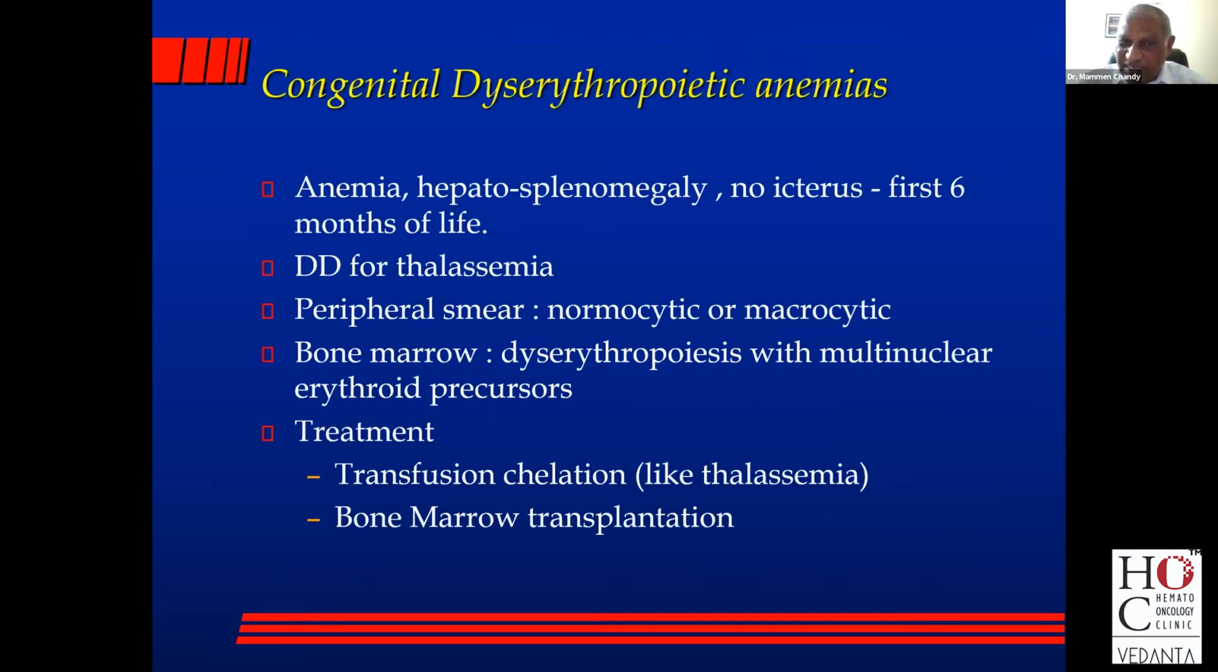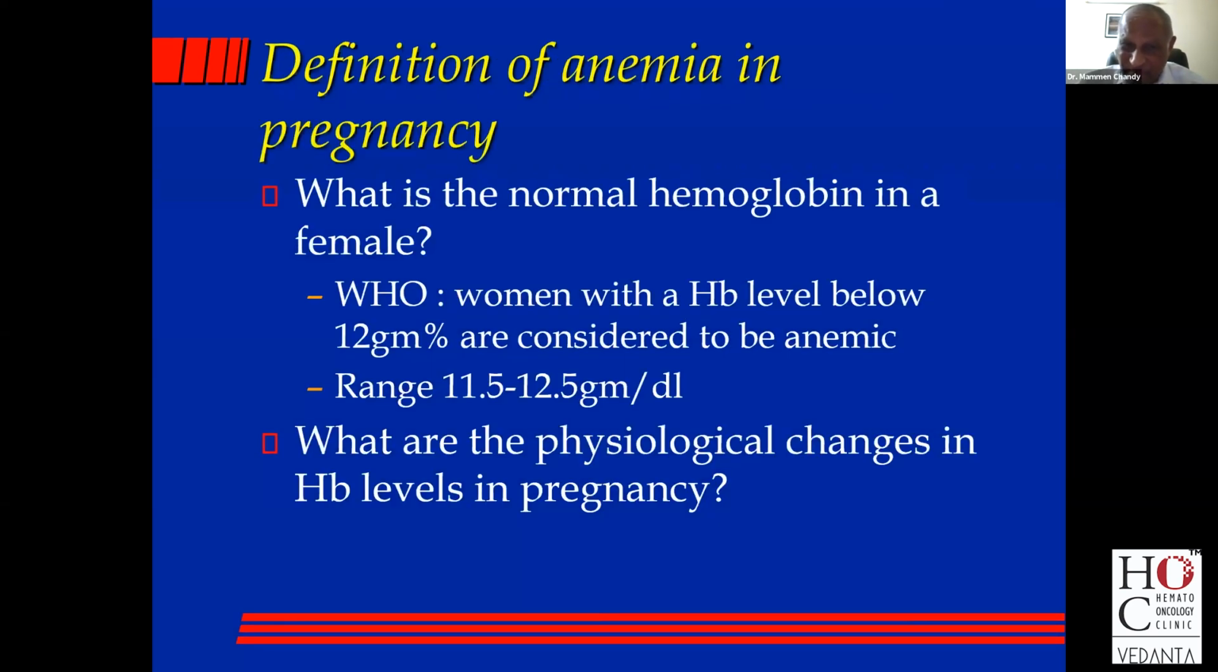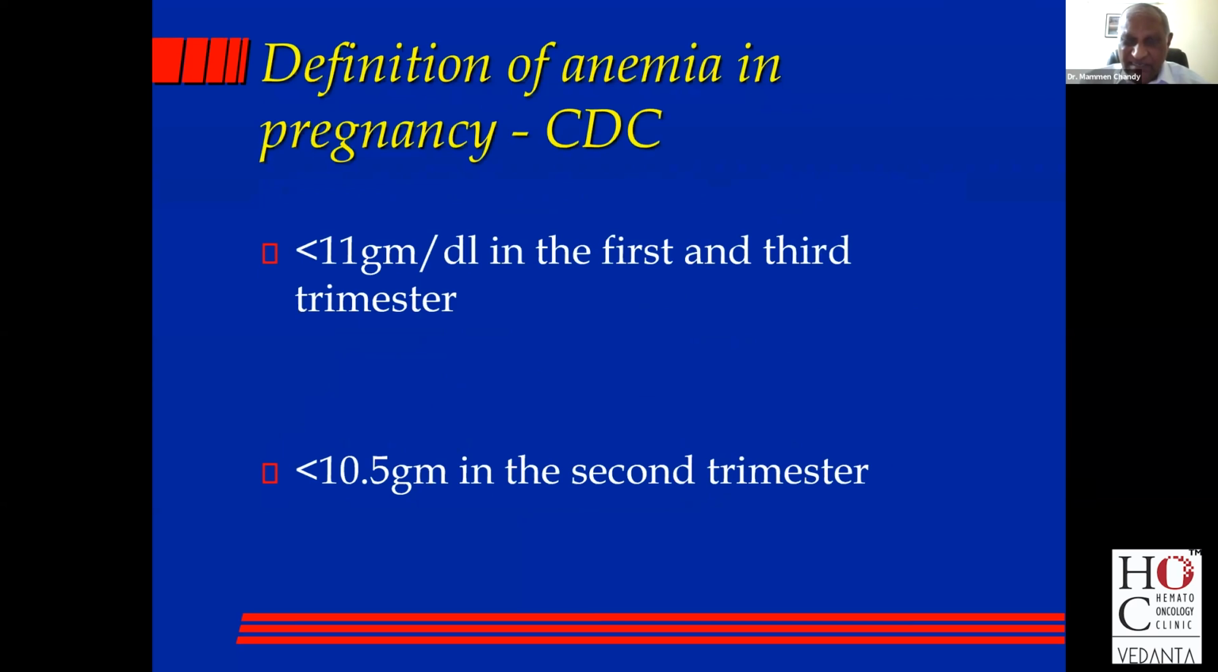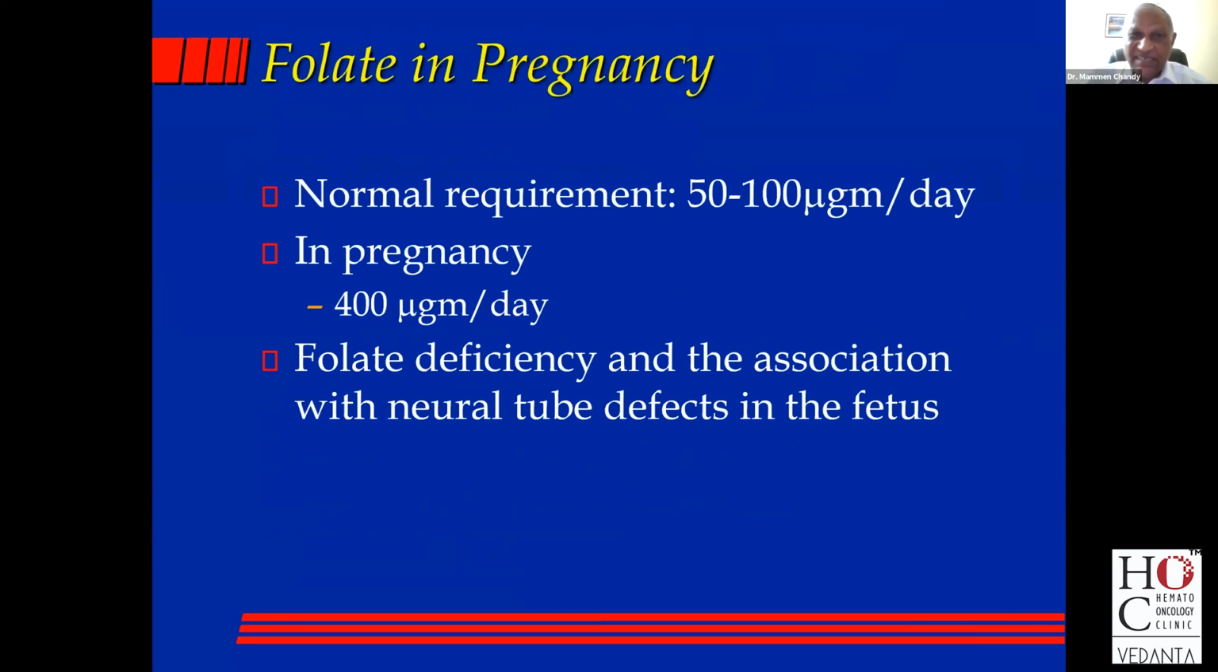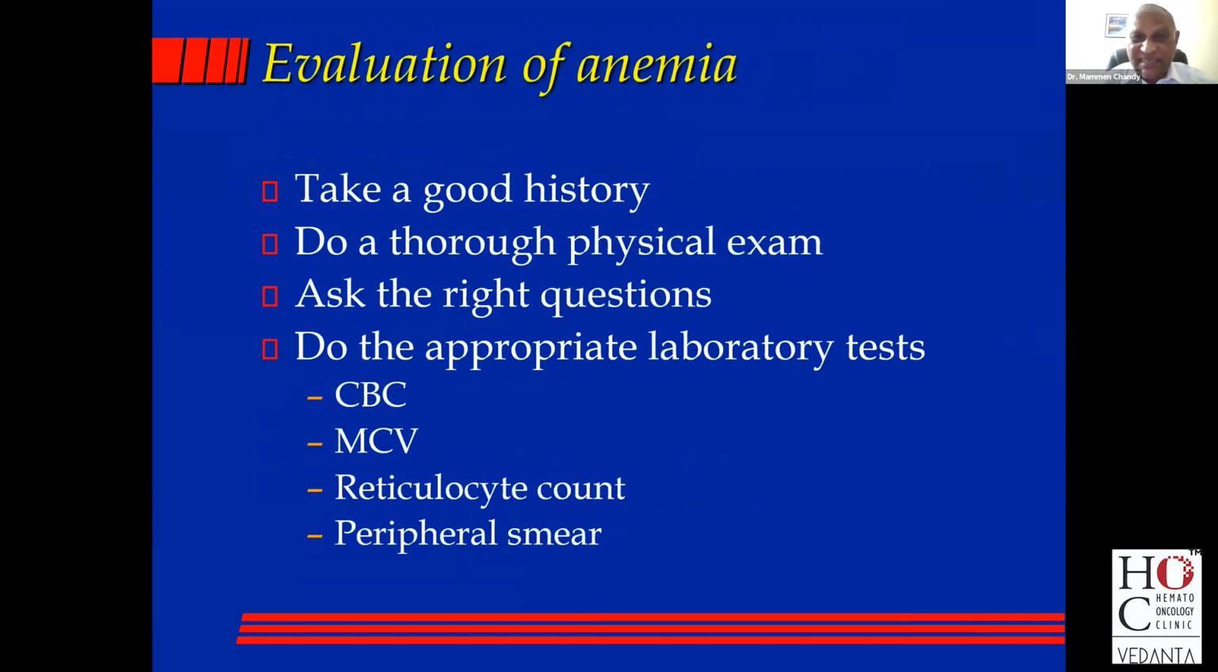Congenital dyserythropoietic anemias are not common, but as I said, you will have a person with anemia, a low retic, hepatosplenomegaly, and a bone marrow which is full of developing erythroid cells, right? I'll skip this slide, pregnancy and anemia. I'll leave that. So in evaluating an anemia, take a good history, do a thorough physical exam, ask the right questions, do the appropriate laboratory tests, and you will not go wrong.